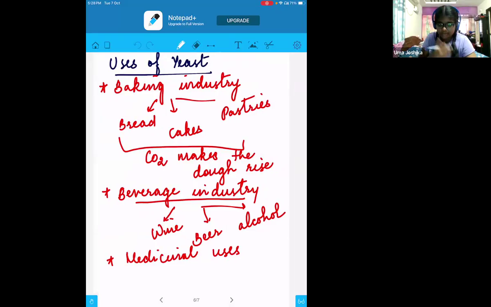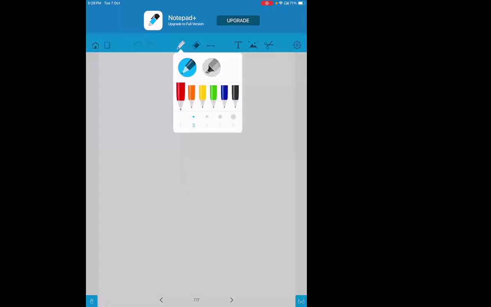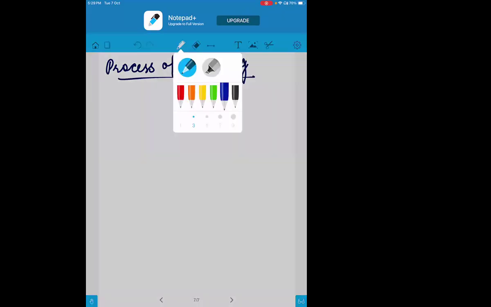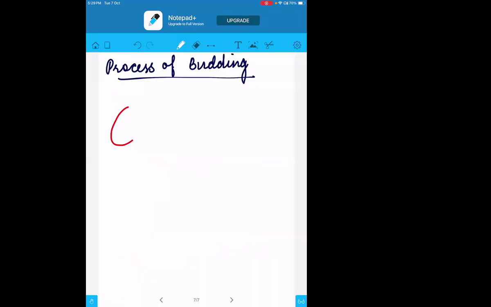Yes, ma'am. Okay. So now it's about the process of budding, how the process happens. For example, we have discussed yeast, what yeast are and what their characteristics are. Now, how this process of budding happens, we should discuss. As I told you, they are oval in shape. So, like this, the yeast will be there. This is the structure of yeast.